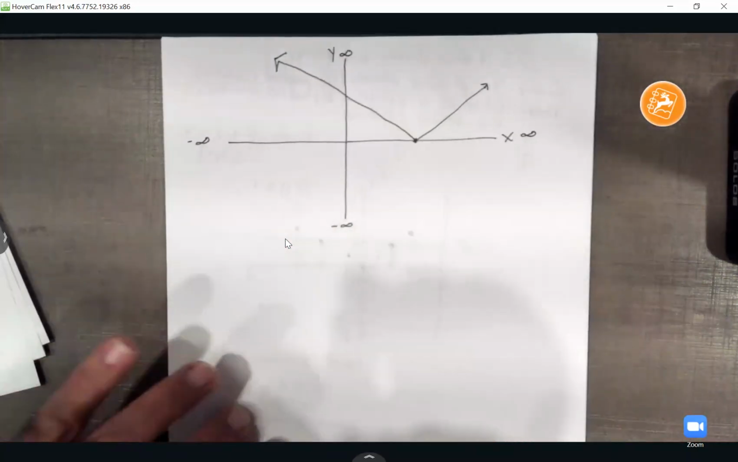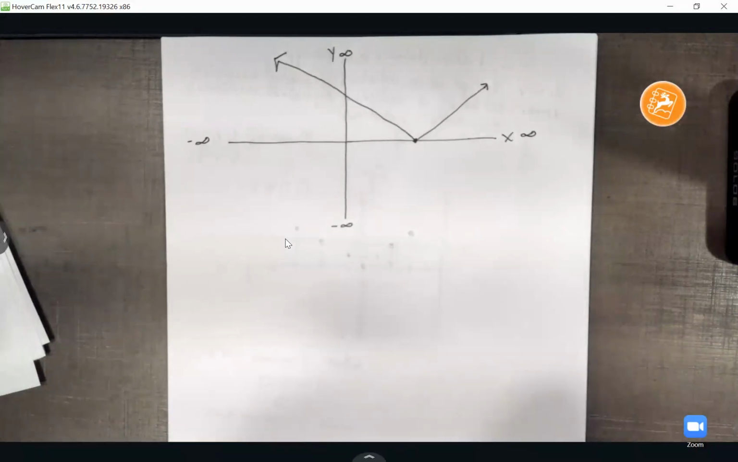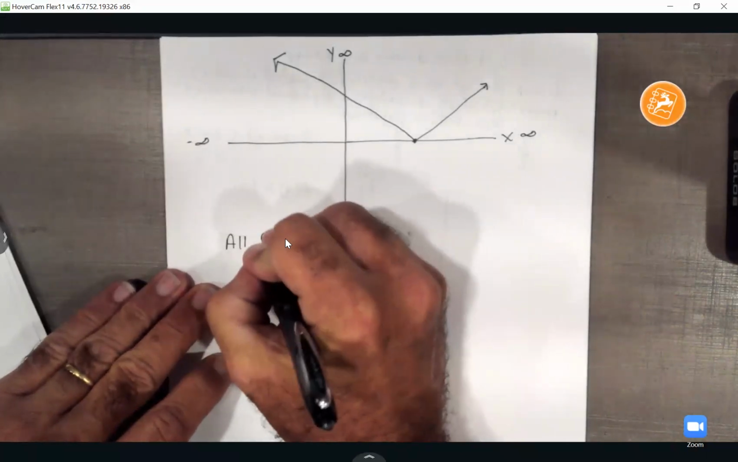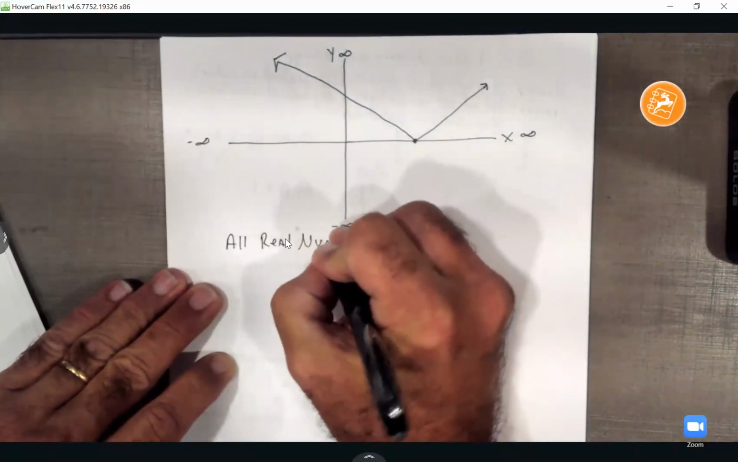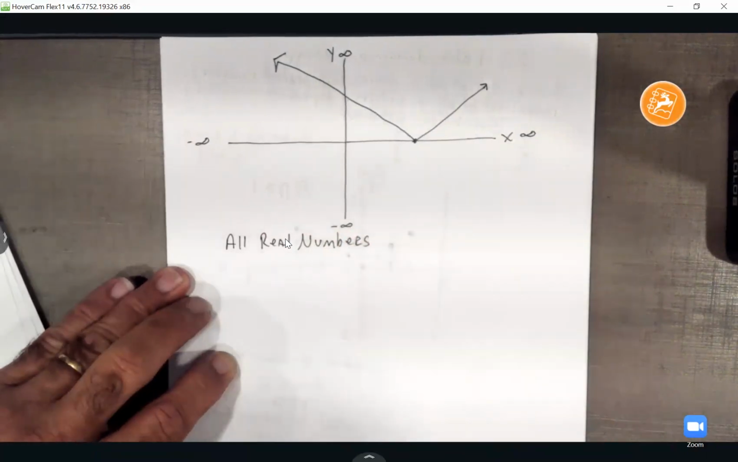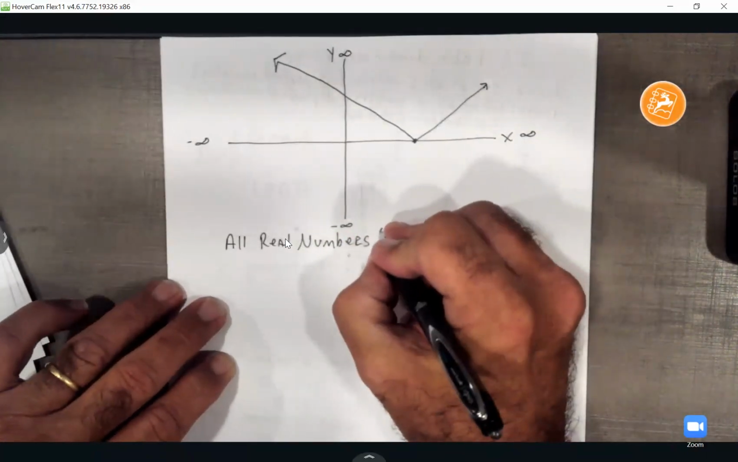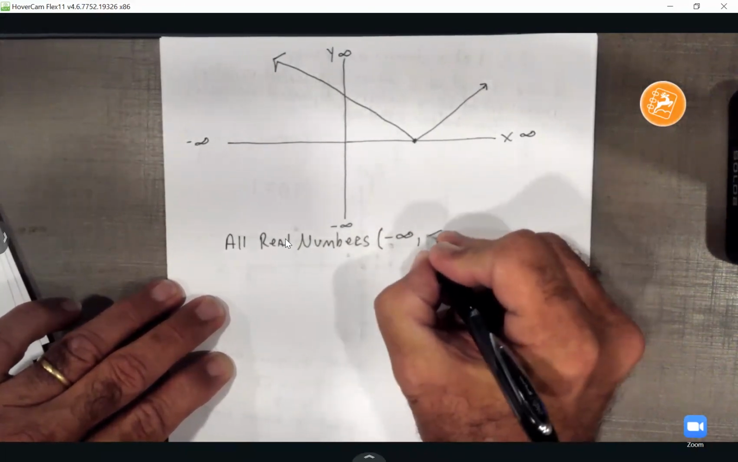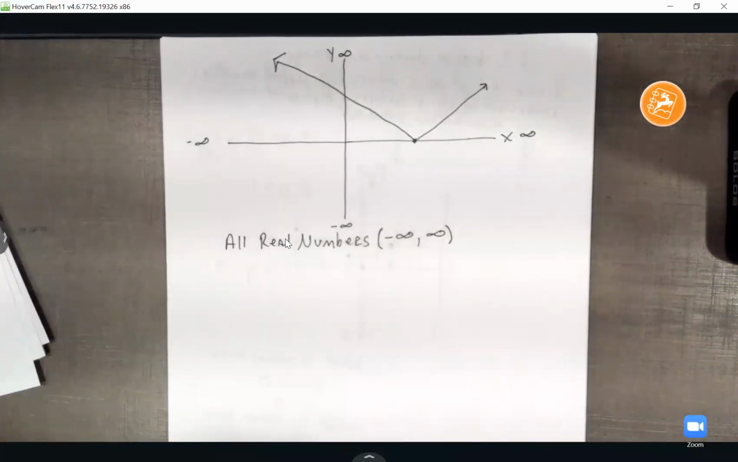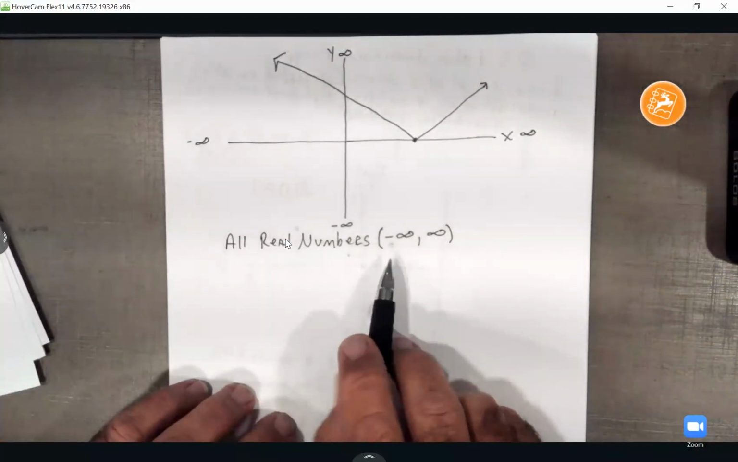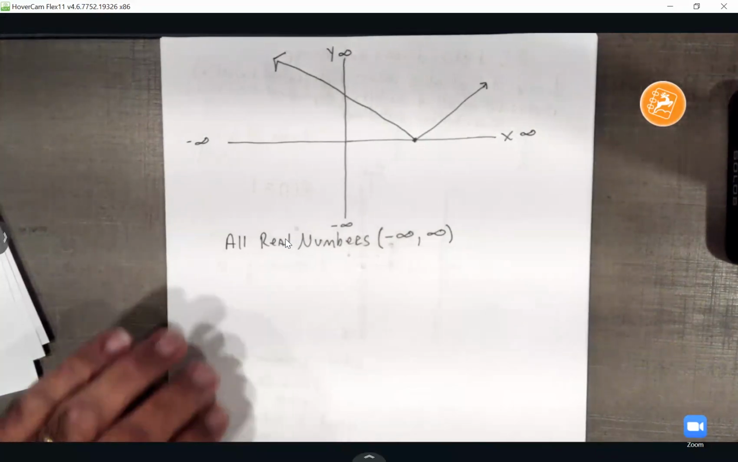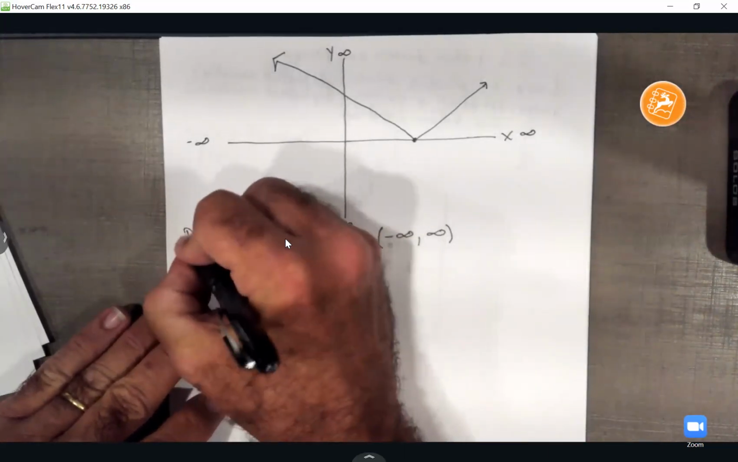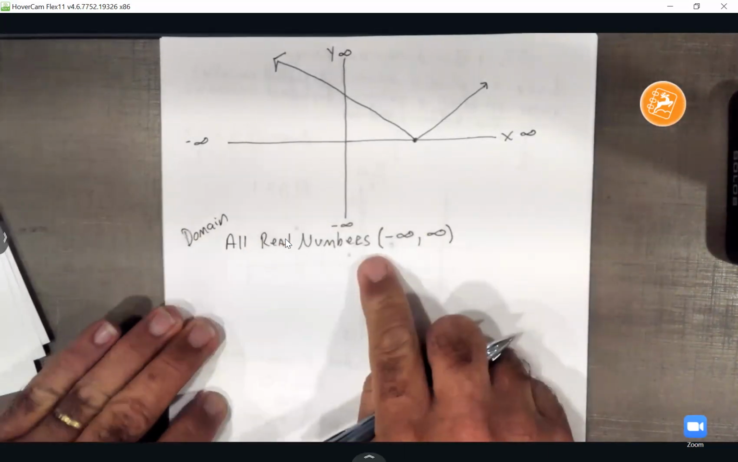So when we get a line that covers every possible x value, we call that all real numbers. In interval notation, we'll learn this later, we call that negative infinity to infinity. Y'all might have seen that infinity symbol before, right? So the domain would be all real numbers on this one.